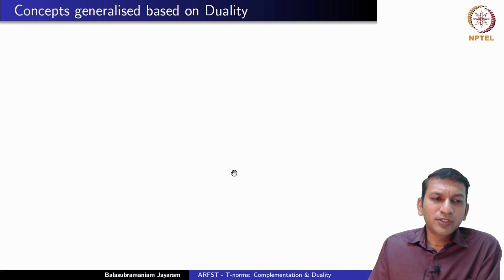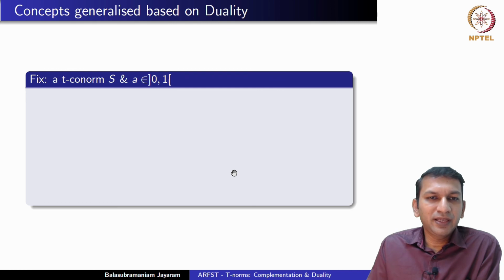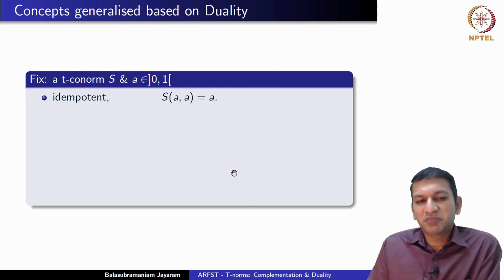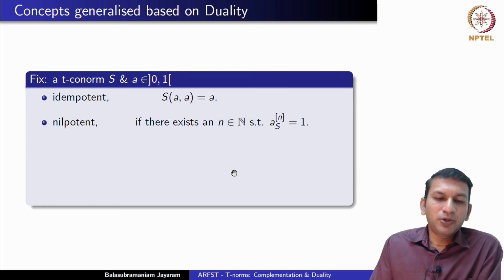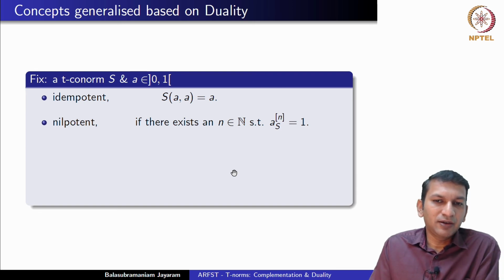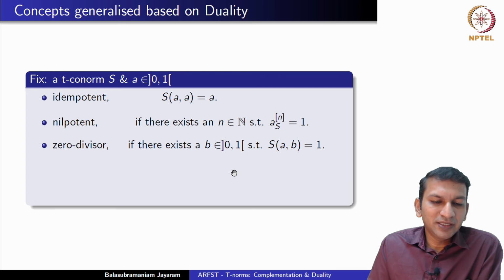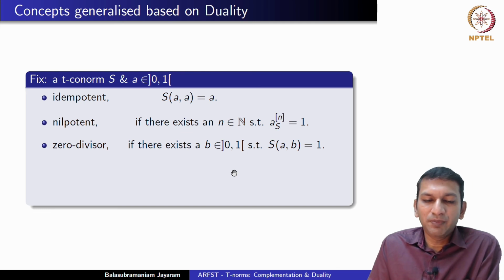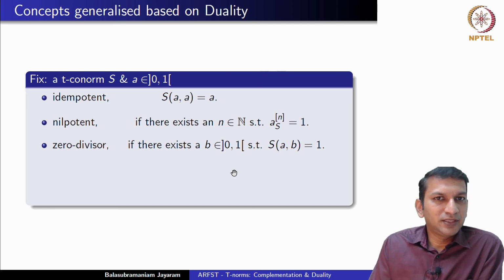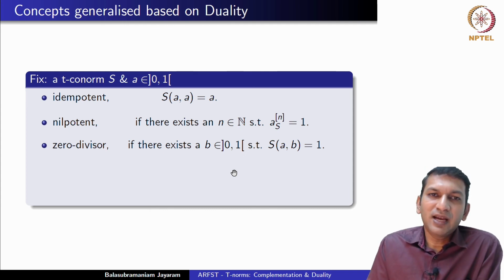Finally, all the concepts that we have discussed can be generalized based on duality. For example, you take an element A and fix a T-conorm S, idempotence remains the same. Nilpotence means if you take an A and operate it on itself some finitely many times with respect to S, it should reach 1. Zero divisor means here an A should have a B such that S of A, B is 1. This might sound like a misnomer, zero divisor, but it is going to 1. Remember, 1 is the annihilator for the T-conorm. So in that sense, it's the zero element, and so this is a zero divisor.